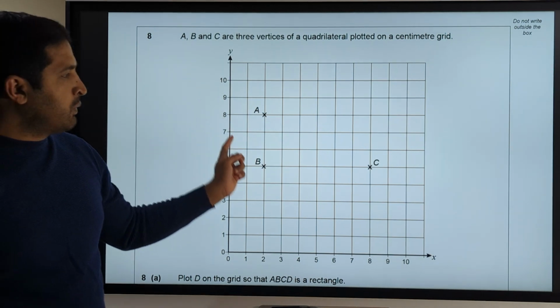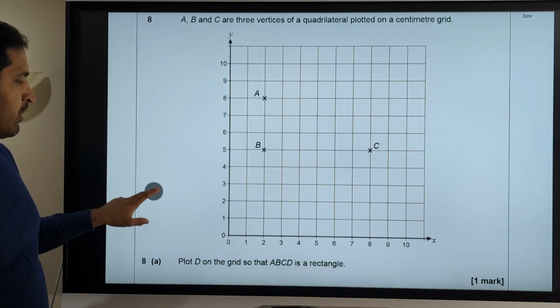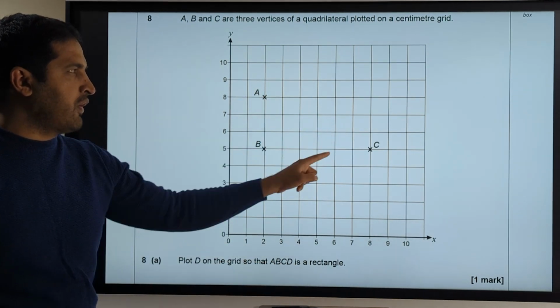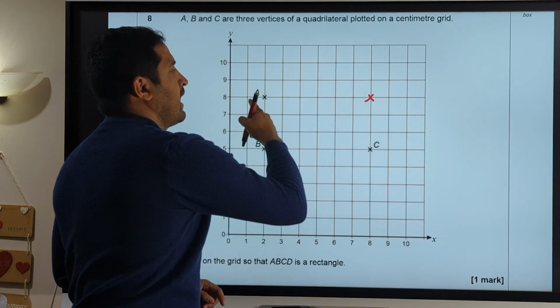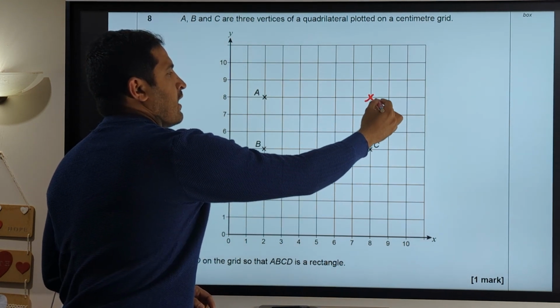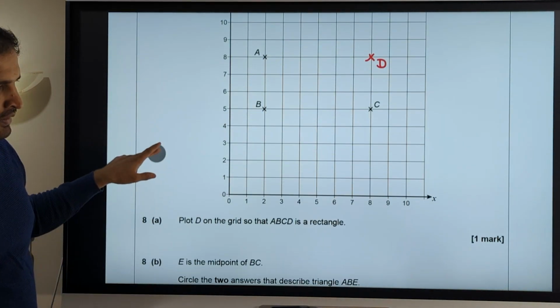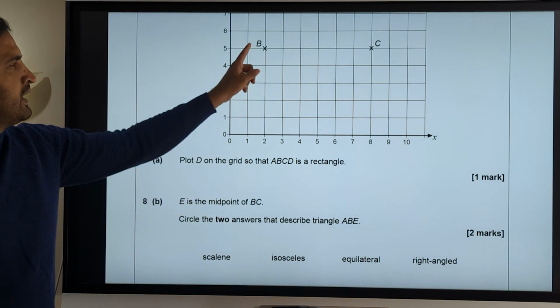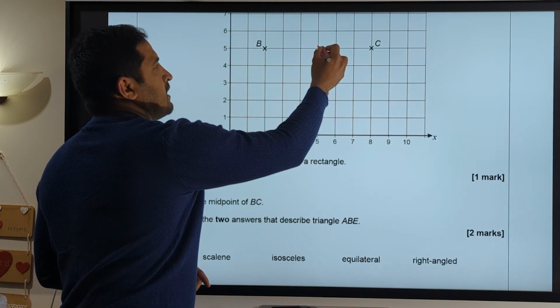ABC are the 3 vertices of the quadrilateral. Plot D so that ABCD is a rectangle. So if you want that to be a rectangle, D is going to be right on top of C, in the same line as A and the same line. So that makes it a rectangle. E is a midpoint of BC. So E is exactly halfway between B and C. So that's E.